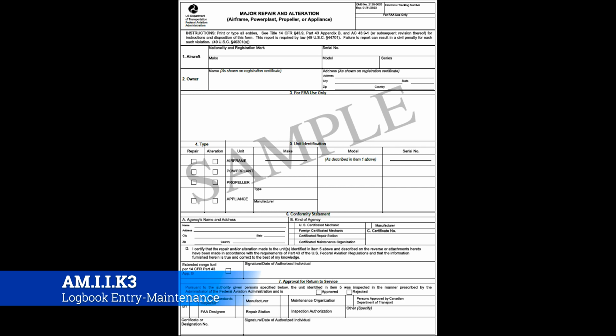Everything else can go off of the maintenance manuals and AC 43 and all that good stuff. But anything that's huge, where you're using approved data, especially if it's not captured anywhere else, you're going to have to get a letter from the FAA and then attach it to the 337 and put it in the logbooks.